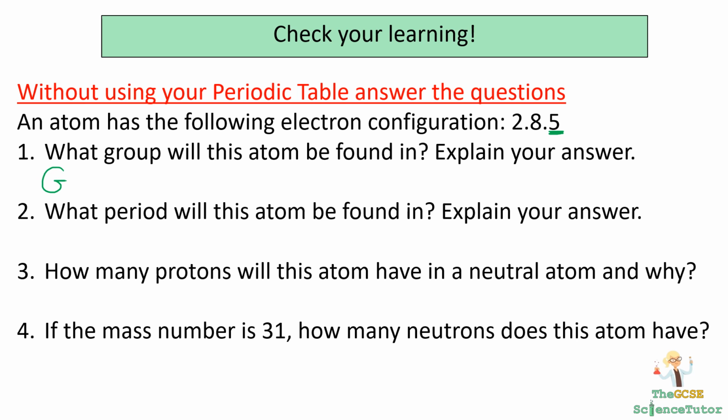So we would write our answer something like this: group 5 because there are 5 electrons in outer shell.